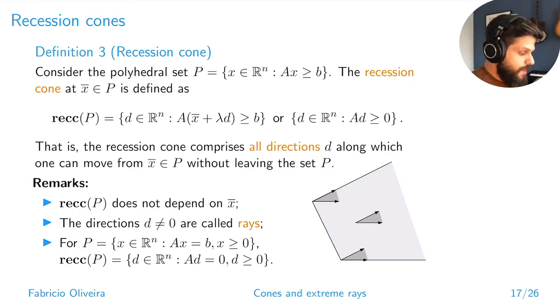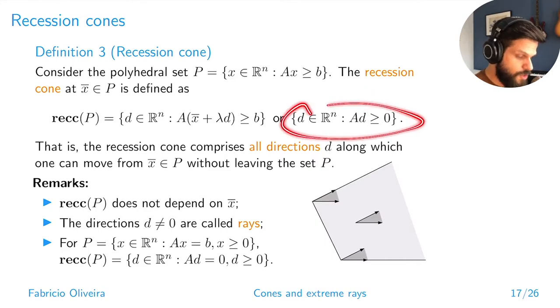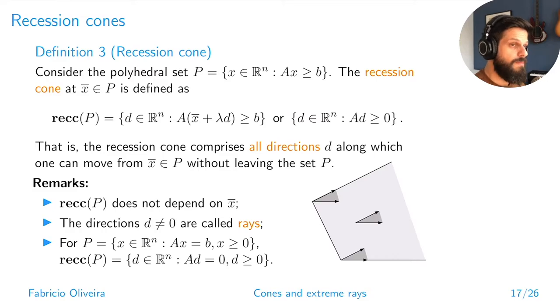And so these directions that you can go forever is something that is called a ray. So a ray is a direction d within a polyhedral set that you can move on forever without leaving the set. So it's one of those d's for which this is true. So directions d that belong to the recession cone, these are rays. A remark is that if you had your P written in standard form, with equalities and then your x condition separately, then this is equivalent to simply having equality here and likewise imposing component-wise non-negativity on your directions d. Right. So this is the notion of having your recession cone.